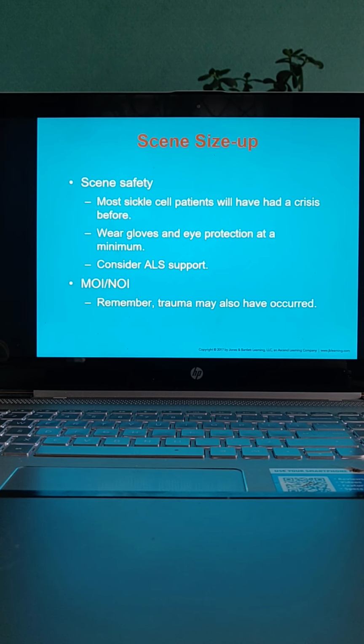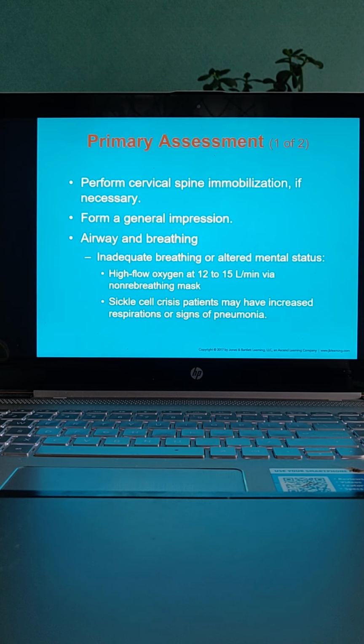Scene size up. Most sickle cell patients will have had a crisis before. They'll know what's going on, and they can tell you exactly what to do. Make sure you have your BSI on, and consider ALS support. Consider an MOI, mechanism of injury, NOI, nature of illness. Okay. Remember, a trauma may have also occurred. Perform cervical spine immobilization if necessary. Okay, that's your scene size up.